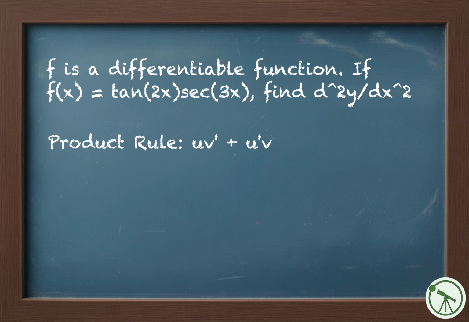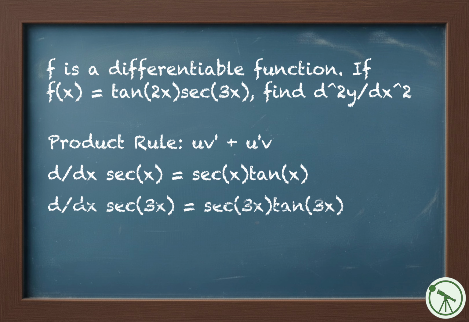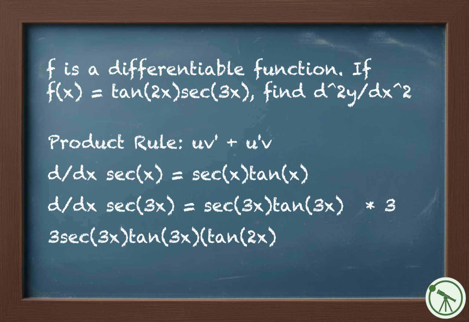Remembering our product rule, we multiply the first variable, tangent of 2x, times the derivative of the second variable, secant of 3x. Since the derivative of secant of x is secant x times tangent of x, the derivative of secant 3x would be secant 3x times tangent of 3x. But wait, we're not done. We still have to multiply by the chain. This means taking the inside function, 3x, and multiplying by its derivative. Putting the first portion of the product rule together, we would get 3 times secant of 3x times tangent of 3x, also times tangent of 2x.